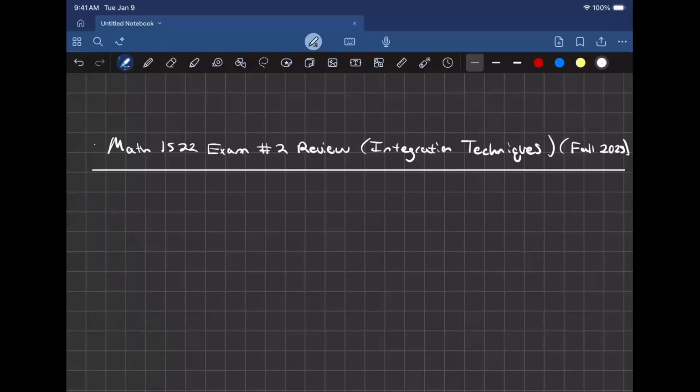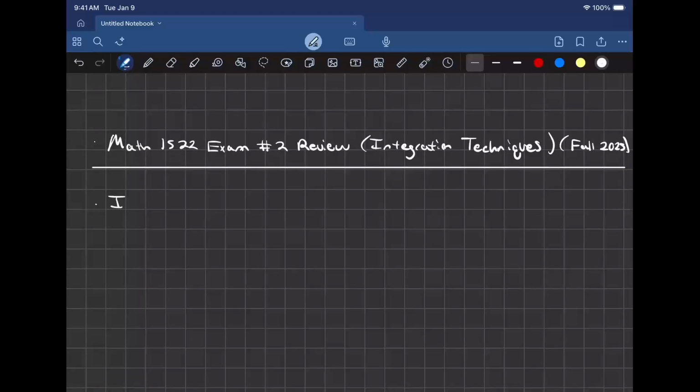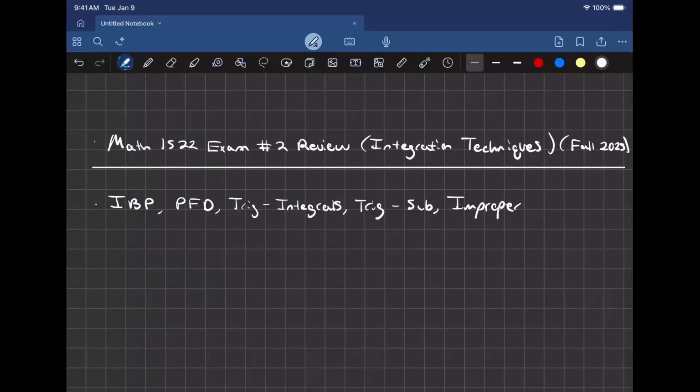All right, so this will be over the exam number 2 review. So this is on the course website. And let's see, for this exam, you'll have integration by parts, partial fraction decomposition, trig integrals, trig sub, and improper integrals. So that's 7.1 through 7.8 in your book, but we're omitting 7.7 on numerical integration. And I won't cover that problem on the review either.